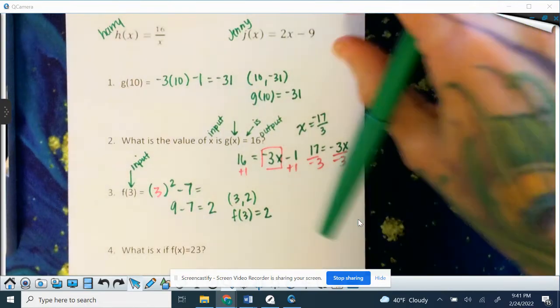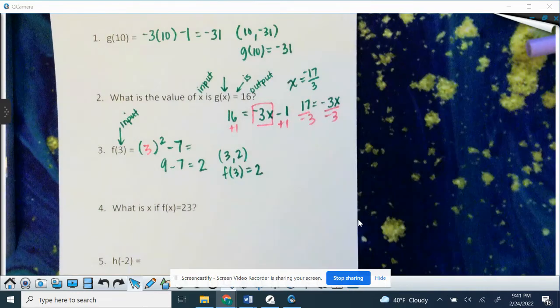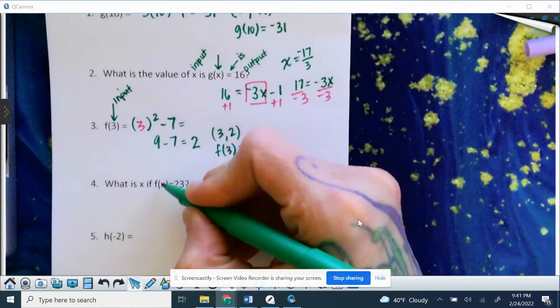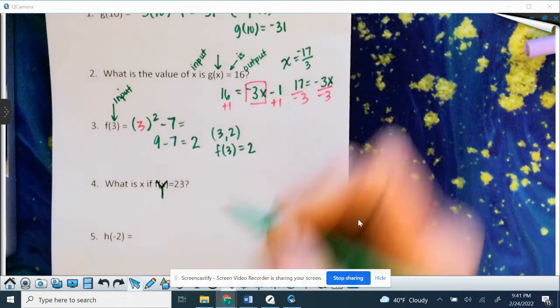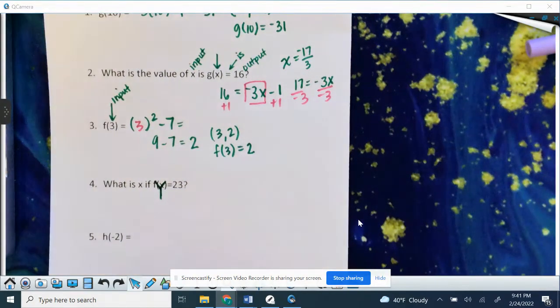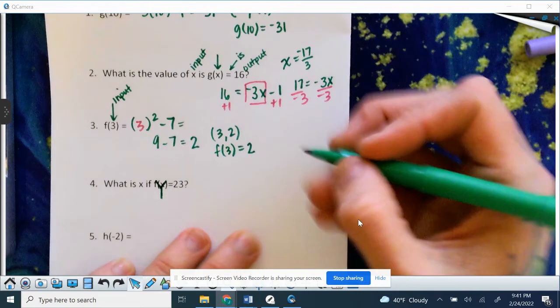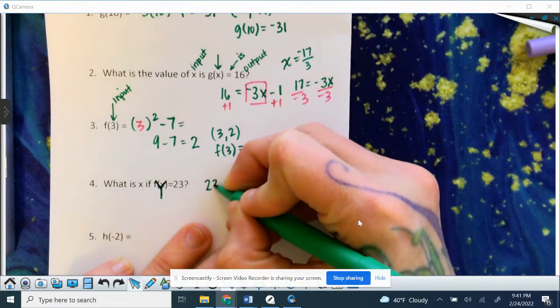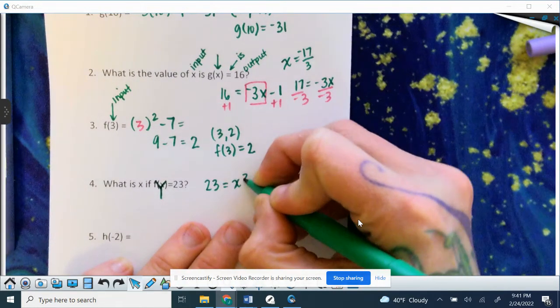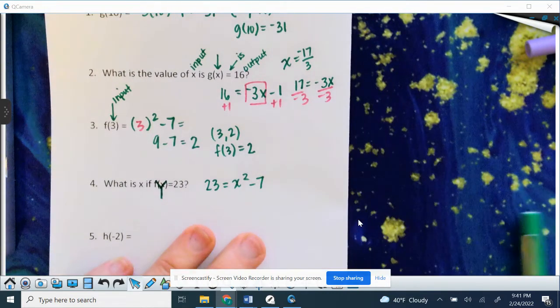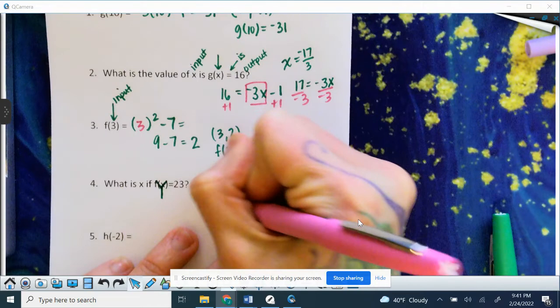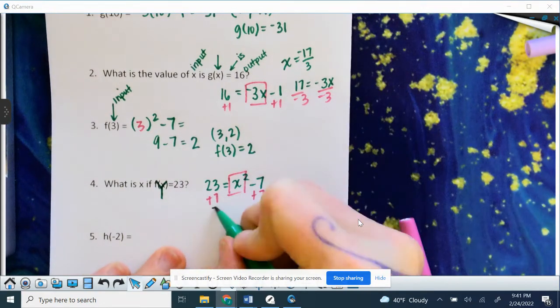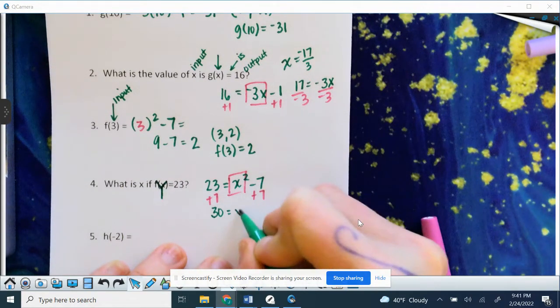So what is x if f of x equals 23? Again, f of x is the same thing as y. So what is x when y is equal to 23? In Frank's function, we had x squared minus 7. So we're going to put 23 equals x squared minus 7. And then we have to solve for x. So we're going to add 7 to both sides, and that gives us 30 equals x squared.